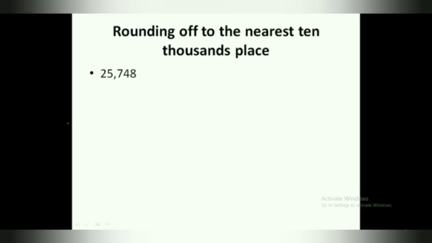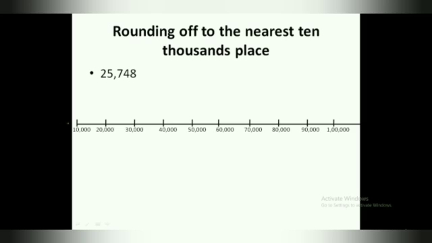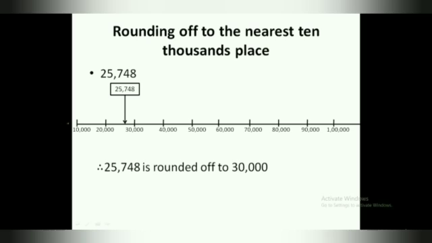Now the next example is 25,748. So here also we'll start on the number line with 10,000, 20,000, 30,000, 40,000, 50,000 and move up to 1 lakh. So 25,748 will come between 20,000 and 30,000. Now you can see here the arrow mark. The number is nearest to 30,000. So when you estimate or round 25,748, it will come up to 30,000.